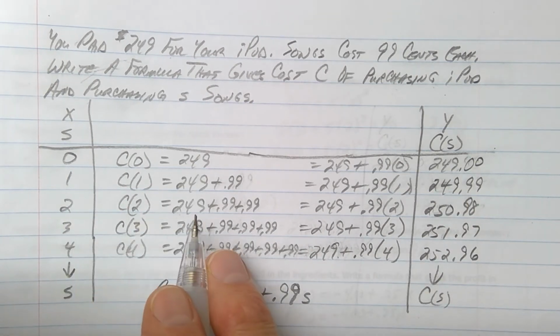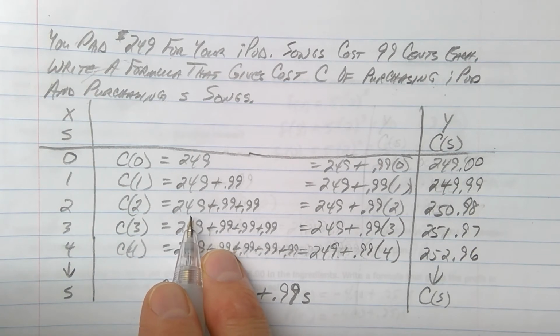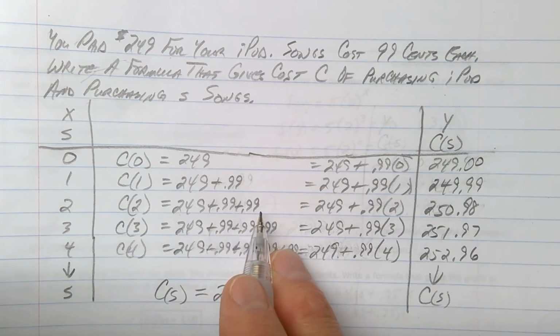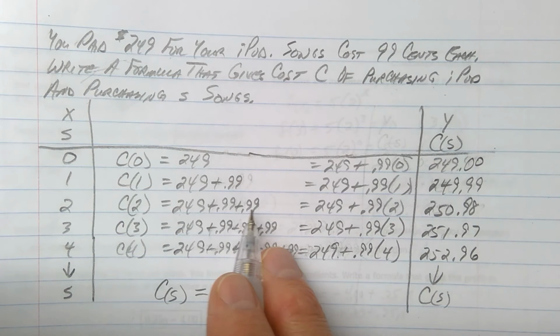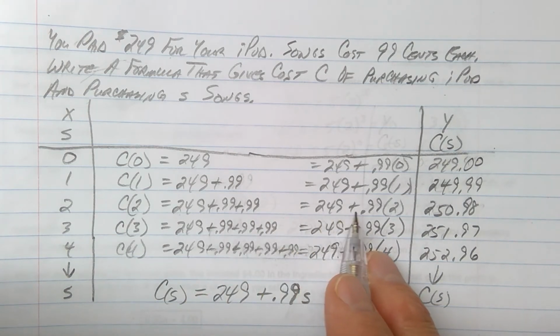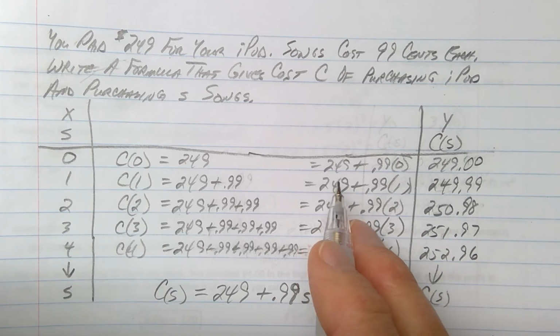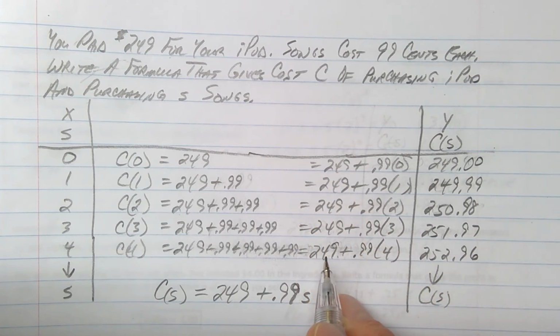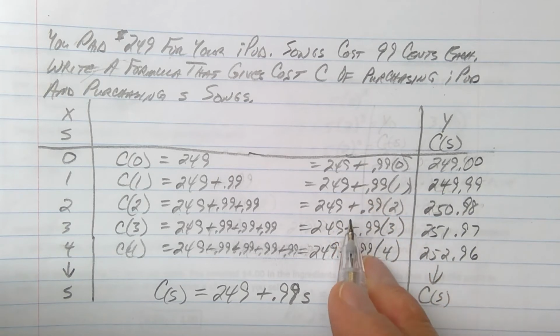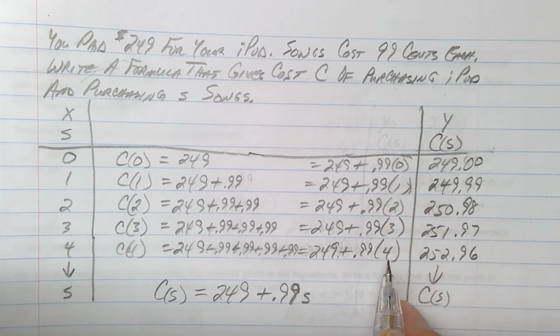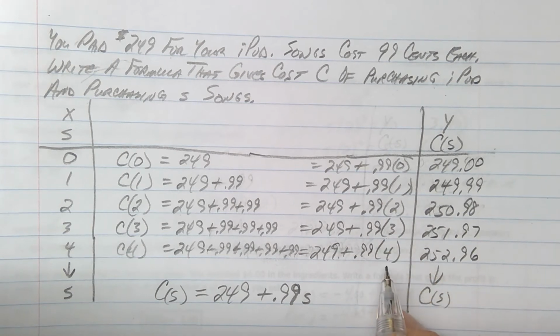Well, the cost for two songs is the $249 I spent on the iPod plus the 99 cents for the first song plus the 99 cents for the second song. Now, a shorter way of writing this is 99 cents times 2. So $249 plus 0.99 times 2 for a total cost of $250.98. All right, and we continue. Watch your pattern. Notice that your starting amount, $249, stays the same. It's increasing. My cost is increasing, so this is a plus function. How fast is it increasing? 99 cents every time I buy a song. The only thing that's changing is the number of songs.